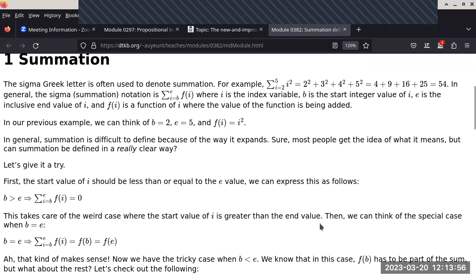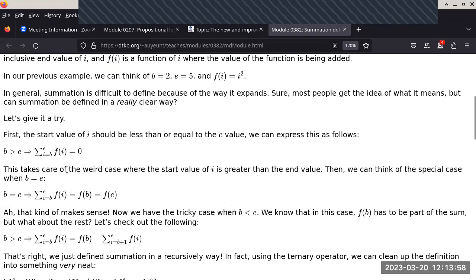Okay. So this case here takes care of the weird case when the start value is greater than the end value. Then we can think of the special case when they are indeed the same. So when B and E, so when the starting point and the ending point are exactly the same, you have one single value in the entire summation because you only got one value that you can apply F to. So in this case, when B and E are exactly the same, then the sigma notation is going to give you exactly the same as F of B, which is the same as F of E because B and E are indeed the same. So we're doing okay so far with the second case.